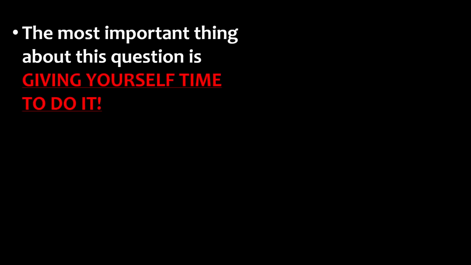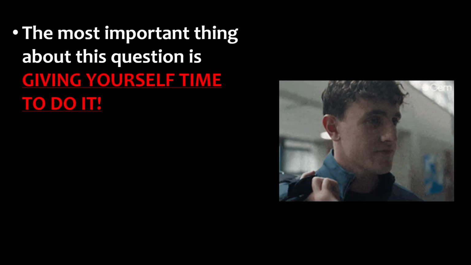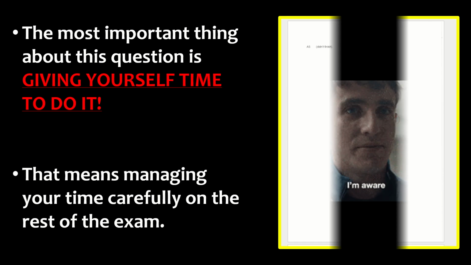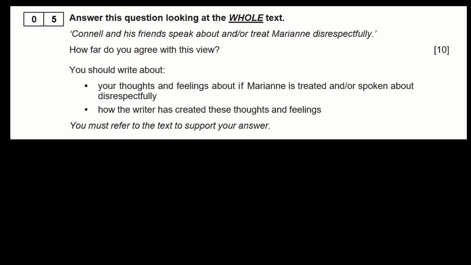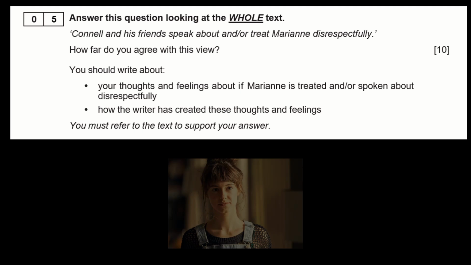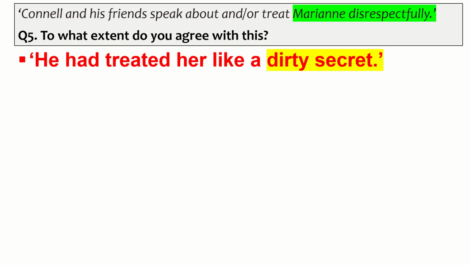Question 5 is the evaluation question. It's the one that students get the least marks on, basically because they've run out of time, so don't do that. Basically, agree with the question. In this case, Connell disrespects his friends and treats Marianne disrespectfully. Agree with the question, with 5 or 6 quotes. You can do 1 quote where you don't agree.